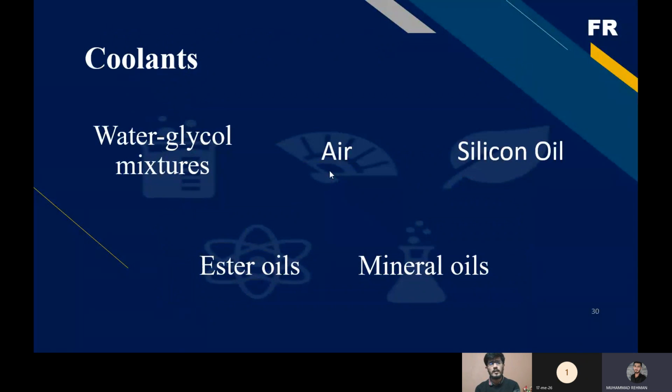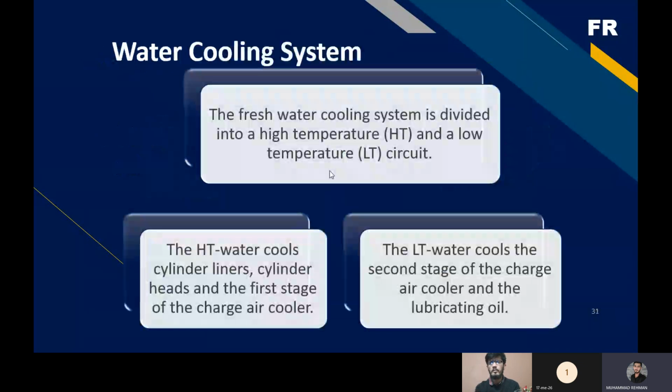For the cooling of the engine, we can use different coolants such as water, glycol mixture, air, silicone oil, and mineral oil, and we may also use water. Now, the water cooling system. The water cooling system is basically divided into two parts: a high temperature circuit and a low temperature circuit. There are two circuits present inside it, which perform their own work to cool down the different parts of the engine.